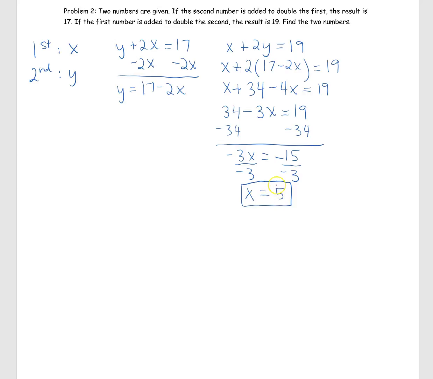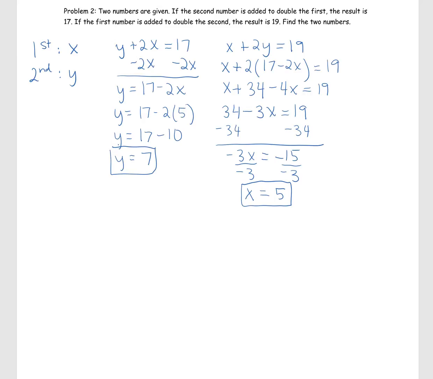Okay, so now I can take this value for x and plug it back into this first equation, because I have y in terms of x here. So plugging that in gives me y equals 17 minus 2 times 5 for x. So this gives me 17, and negative 2 times 5 is negative 10. And so y equals 17 minus 10, which is 7. So I have y equals 7 and x equals 5.